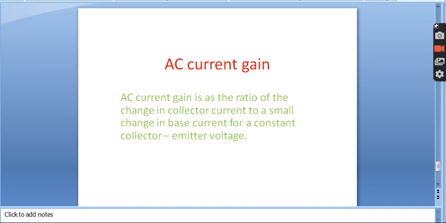Next specification of a transistor is AC current gain. AC current gain is the ratio of the change in collector current to a small change in base current for a constant collector emitter voltage. It is the same as DC current gain. In DC current gain, that is simply the ratio of collector current to base current, but in the case of AC current gain we apply an AC signal as the input to the transistor. So changes occur due to the positive half cycle and negative half cycle of the input to the transistor or any circuit. That is why AC current gain is defined as the ratio of the change in collector current to a small change in base current for a constant collector emitter voltage.